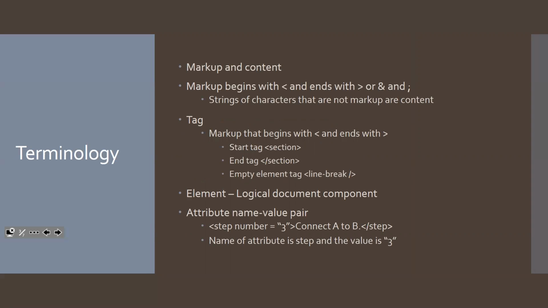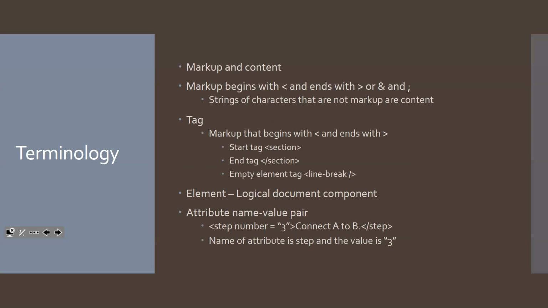Now, what do we have? First of all, an XML file is going to contain markup and content. Any markup is going to begin with a less than sign and end with a greater than sign, or an ampersand and a semicolon. So those could be replaced that way. We wouldn't see that very often. Anytime there's strings of characters that are not markup, those characters are part of our content. Now, a tag is that markup that begins with our less than and ends with our greater than. So those diamond brackets. So just like HTML, a starting tag would look like this.